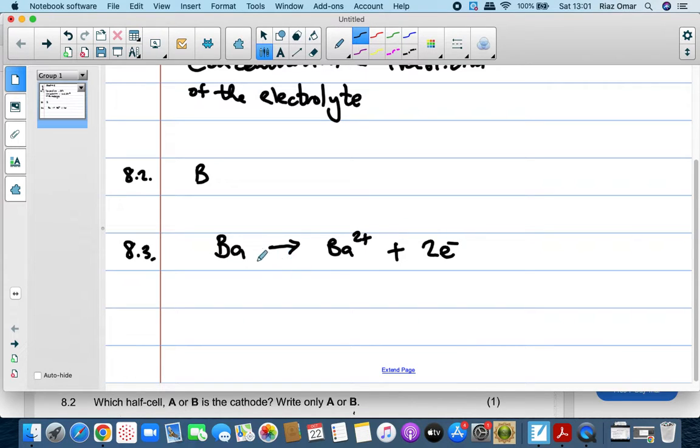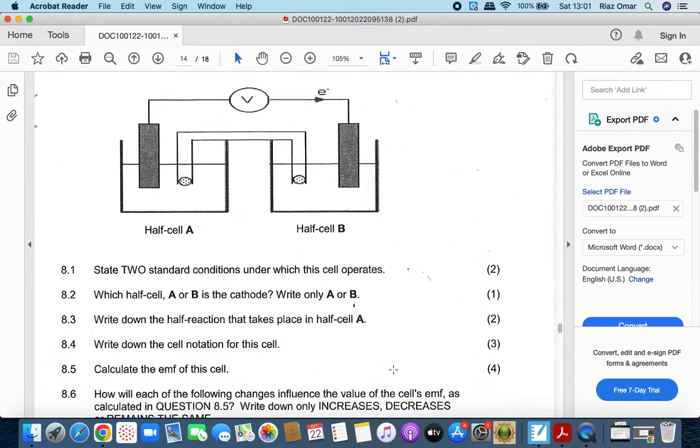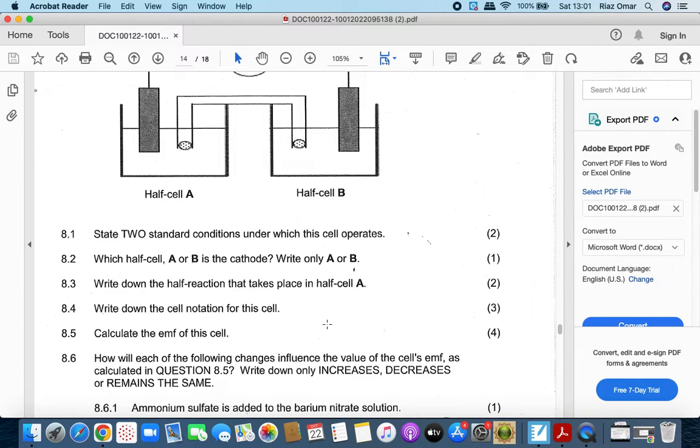Right, and we don't put a double arrow here because we're talking about the one half reaction that takes place. Be careful, don't put a double arrow there. So that will be the reaction at half cell A, the barium becomes barium 2 plus.